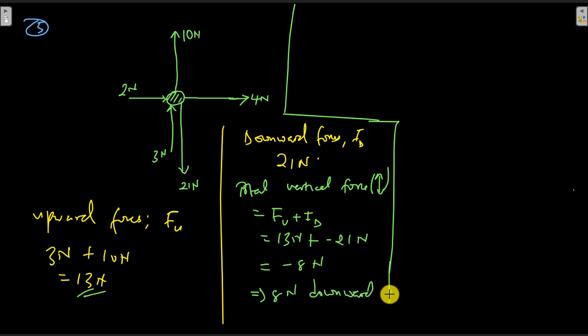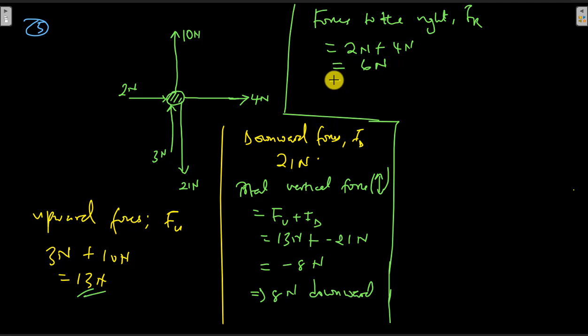Let's look at the forces in the horizontal direction. I'll begin with forces to the right. FR, we have a force of 2 newtons and a force of 4 newtons, and that's going to be 6 newtons. Let's look at forces to the left. FL. We do not have any force acting to the left.